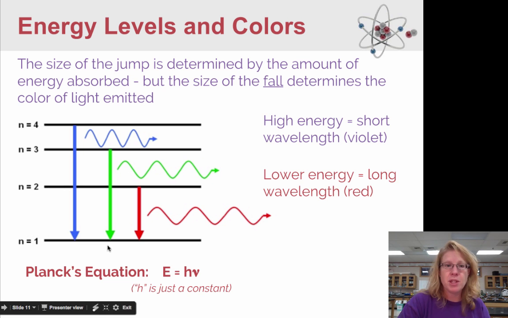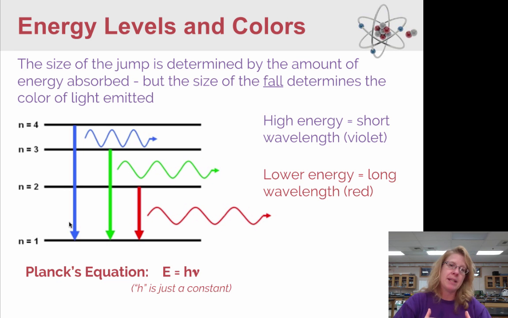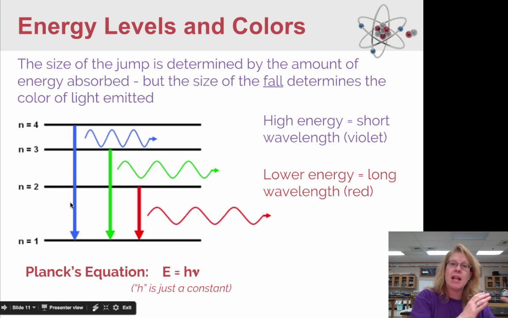As we move up to 2 energy levels or 3 energy levels, it's going to take more energy to bump it up, and it will release more energy coming back down. And the more energy that it releases, the more it's going to shift towards that blue-violet end of the spectrum, or even into the ultraviolet end of the spectrum.